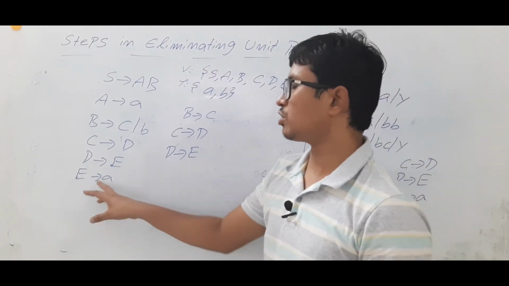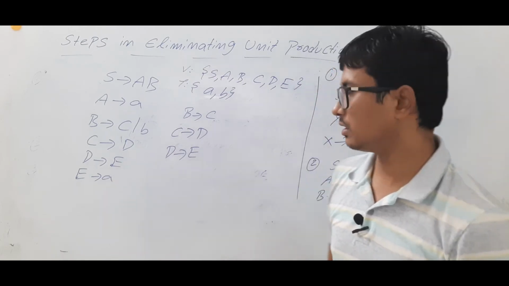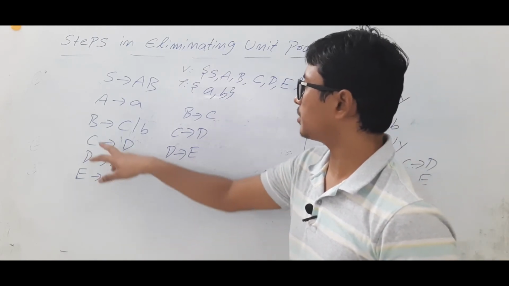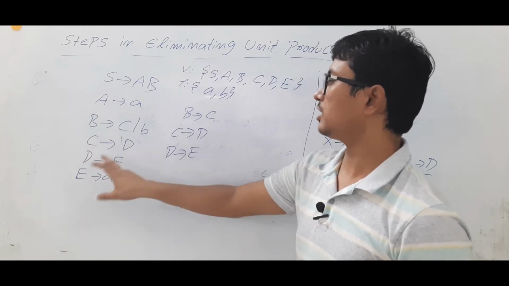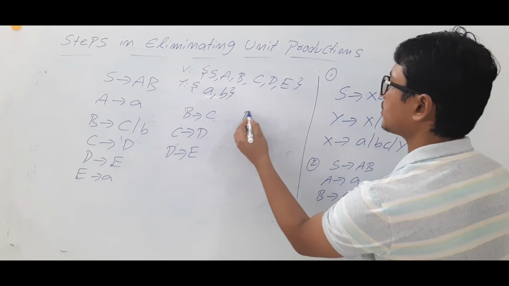E determines A is not a unit production because A is a terminal here, not a non-terminal. Okay. So we got 3 unit productions: B determines C, C determines D, and D determines E. Now I want to eliminate B determines C.